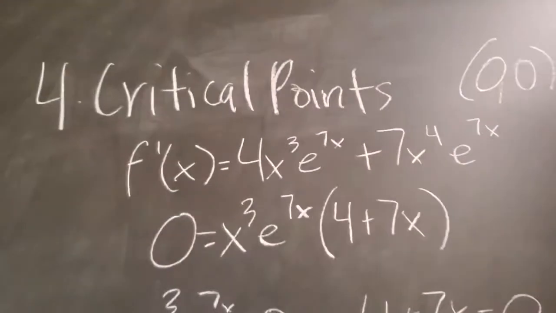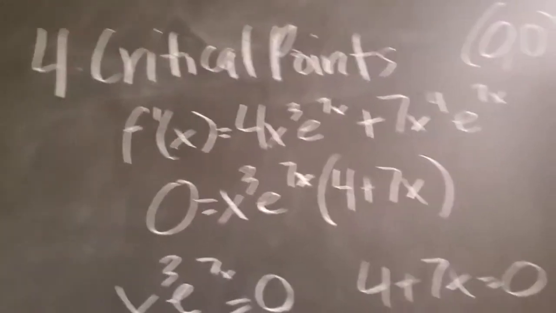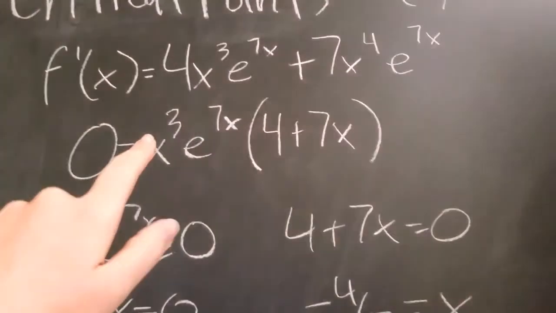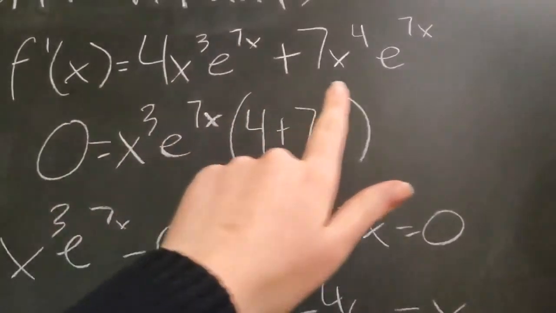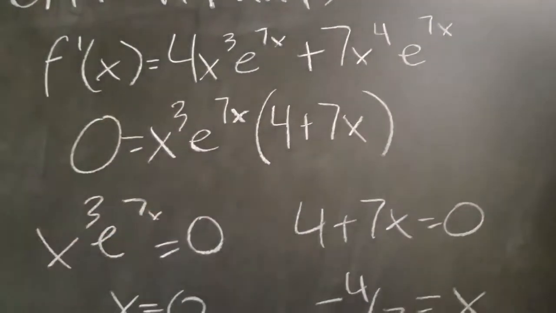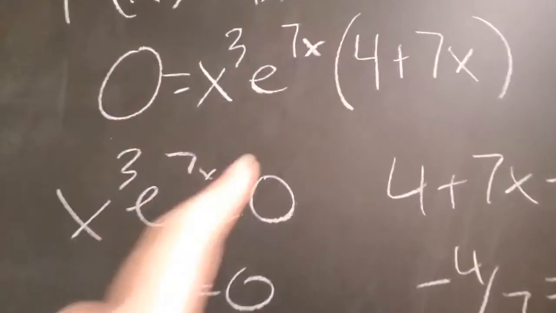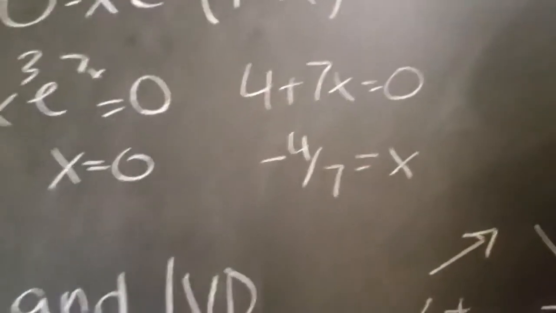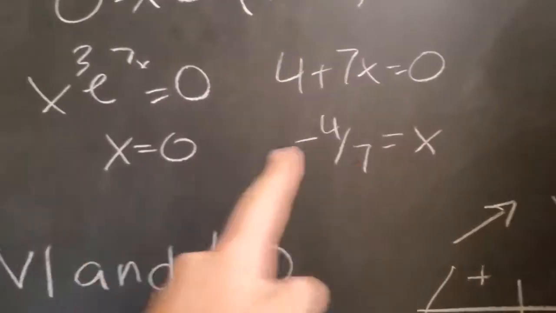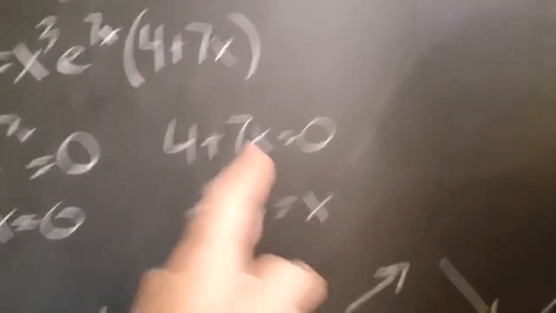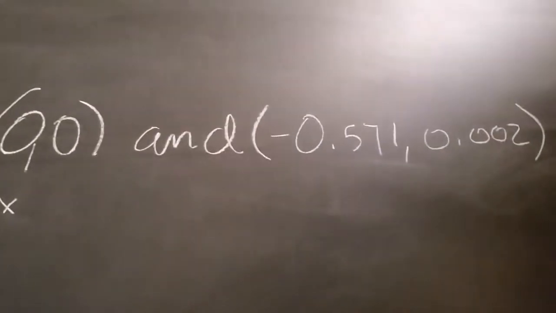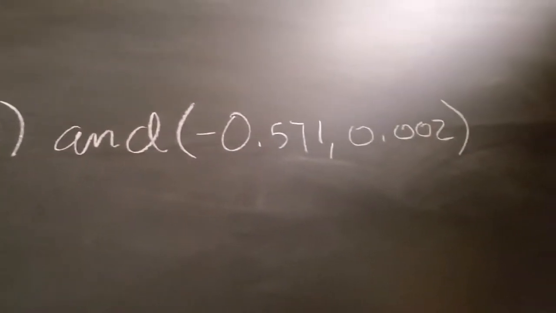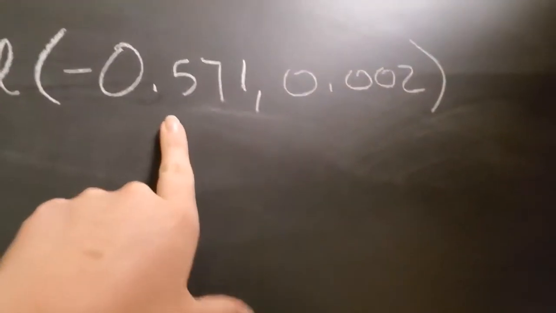This function had 2 critical points, so to find that, you take the function and get the first derivative, which is this here, and then you set it equal to 0. I find that's easier to factor out something, and then you can set both of those equal to 0, and so I got x equals 0, x equals negative 4 over 7. You plug that back into the first derivative to get the points, and that's what you get. This is the decimal form of negative 4 over 7.